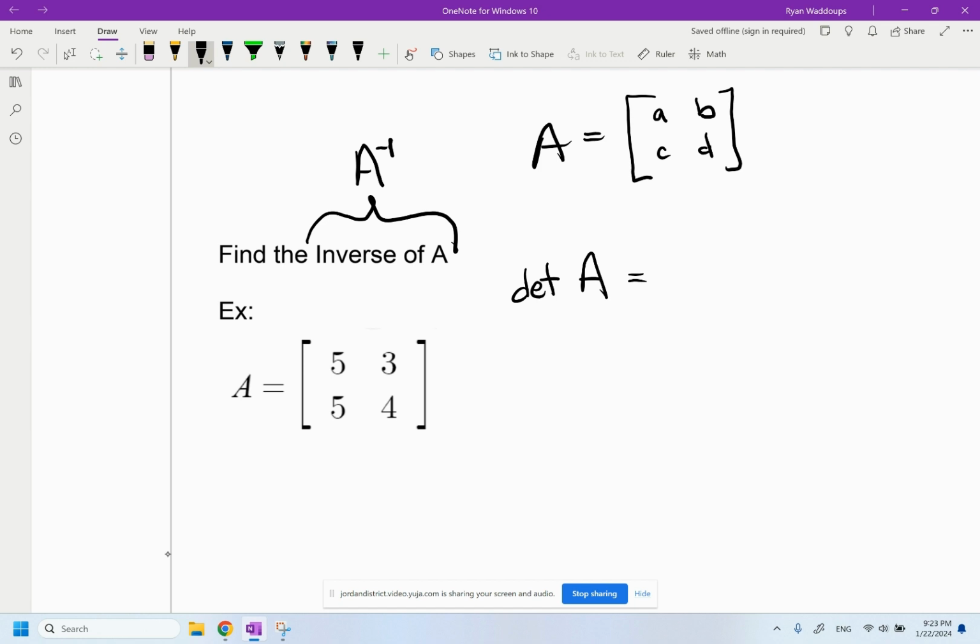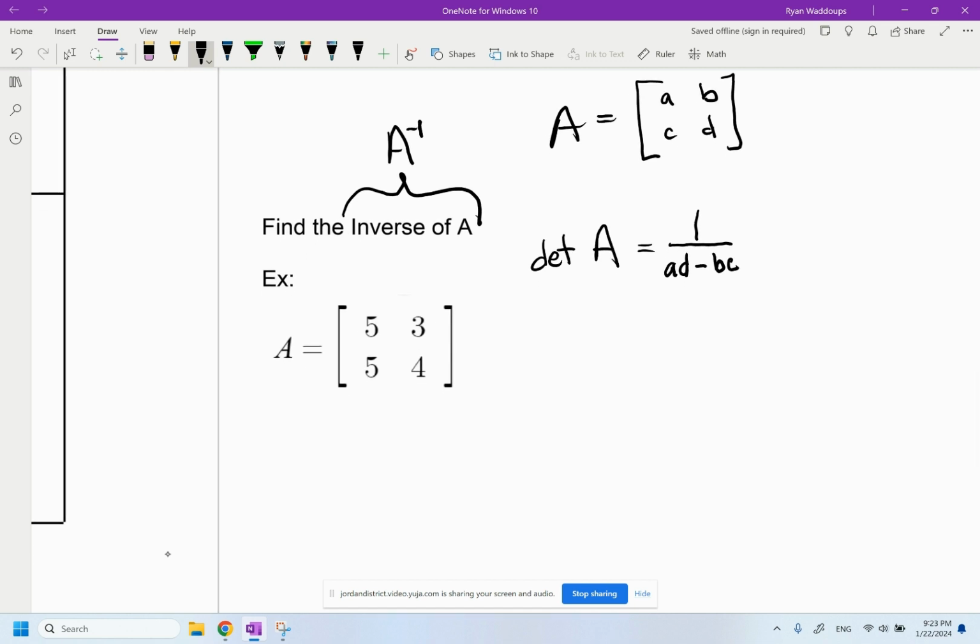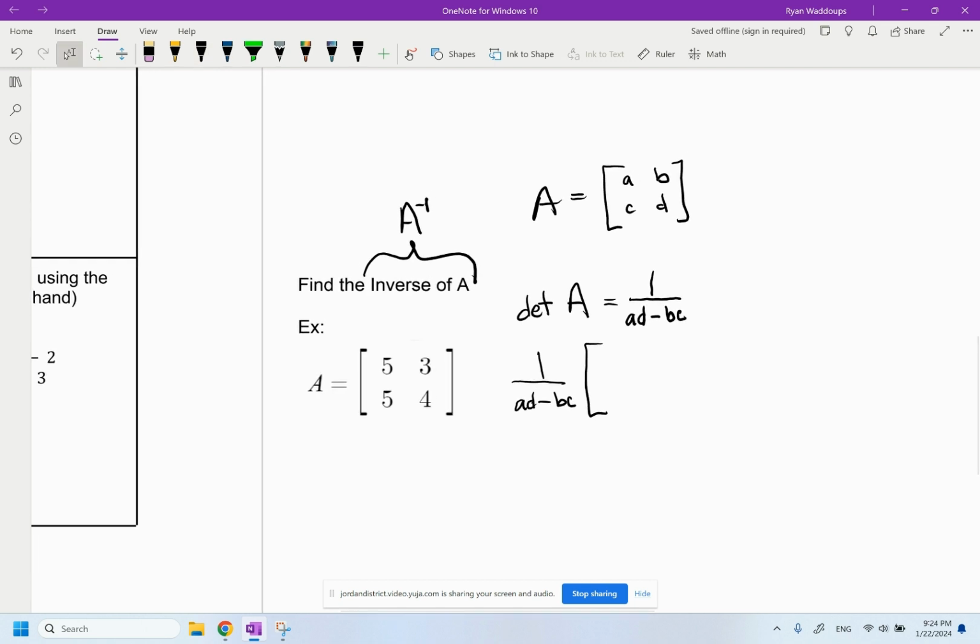And so the determinant of that A is the value of 1 over, and then we've got a times d, minus b times c. And that is the determinant. And so to get the inverse, we would take that 1 over ad minus bc, and we would multiply that by our matrix, but with these changes.